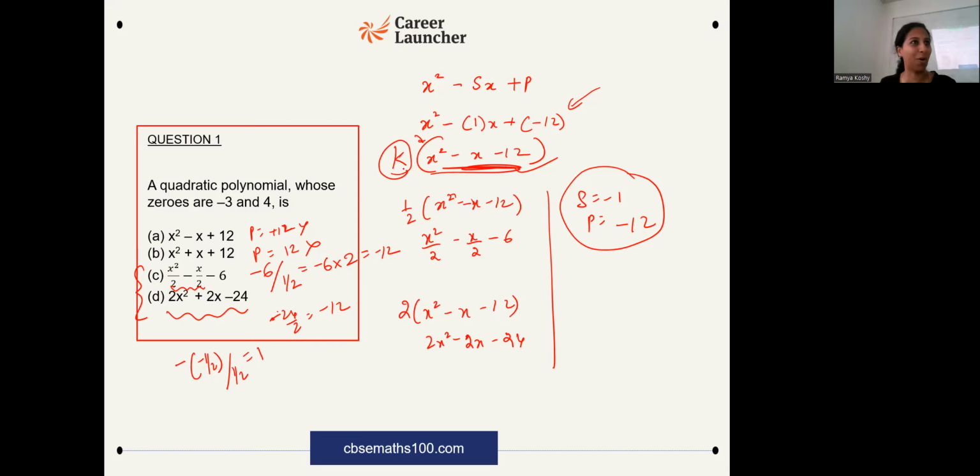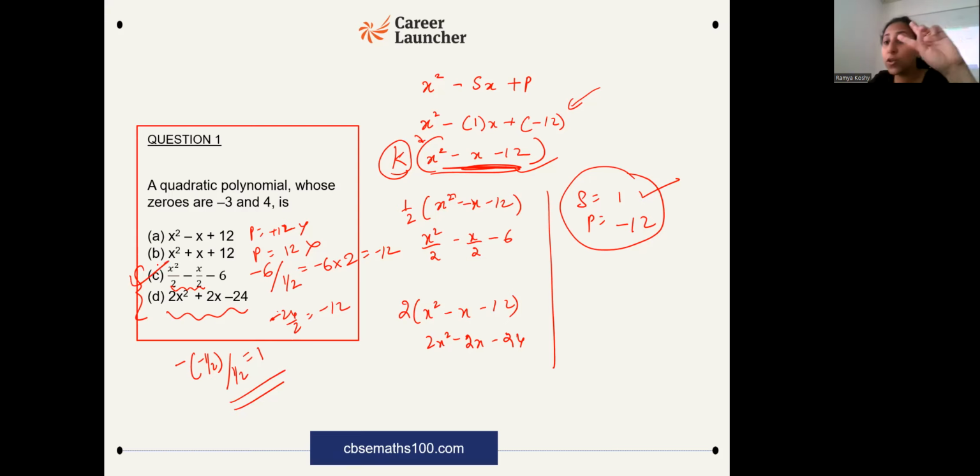I can divide the whole polynomial with anything. So what you said is correct. All right, just a moment. Let me see what I did here. Minus b by a, minus of minus half divided by half. Sum was plus 1. I wrote it wrong here. I'm sorry, sum was plus 1, not minus 1. 4 plus minus 3 is plus 1. So you can see over here, I'm getting minus b by a is plus 1, which means that option C should be correct.